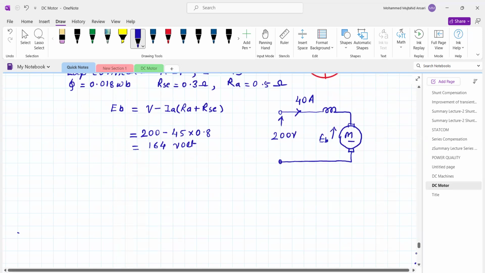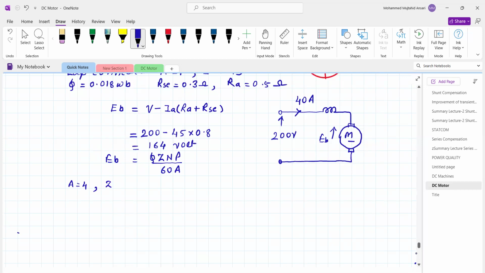Now, once we know the back EMF, we can have the second formula. It is phi Z N P upon 60A, where A is equal to 4, the number of poles. Z is equal to the total number of conductors, multiplied by the number of slots. There are 280 slots.